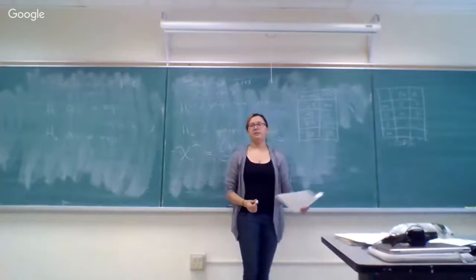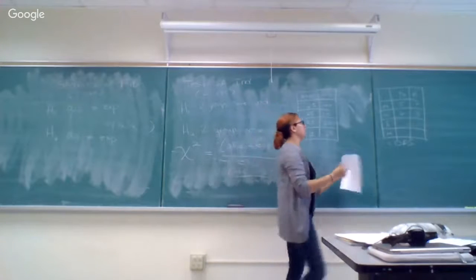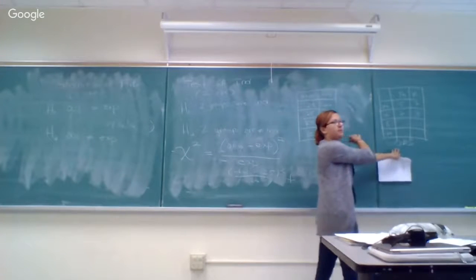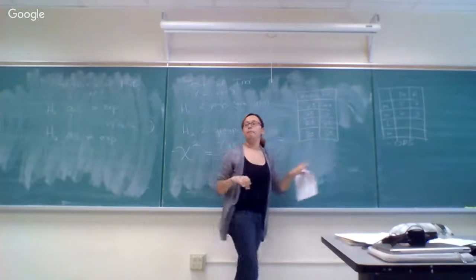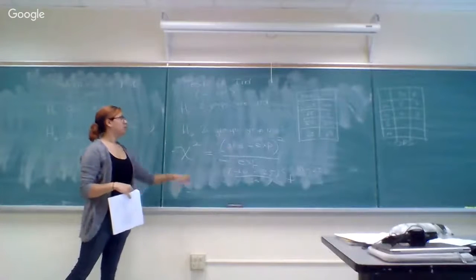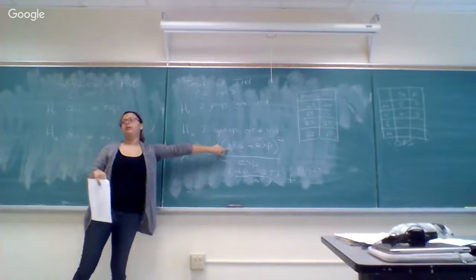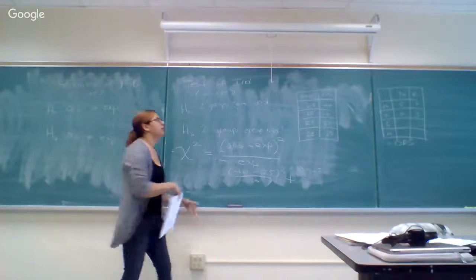But I need my expected counts, right? And this is only for the test of independence. This won't happen with goodness of fit. Is that chi-square value for goodness of fit the one right below the test of independence? This is for both. It works for both, and I'll explain it in a second.